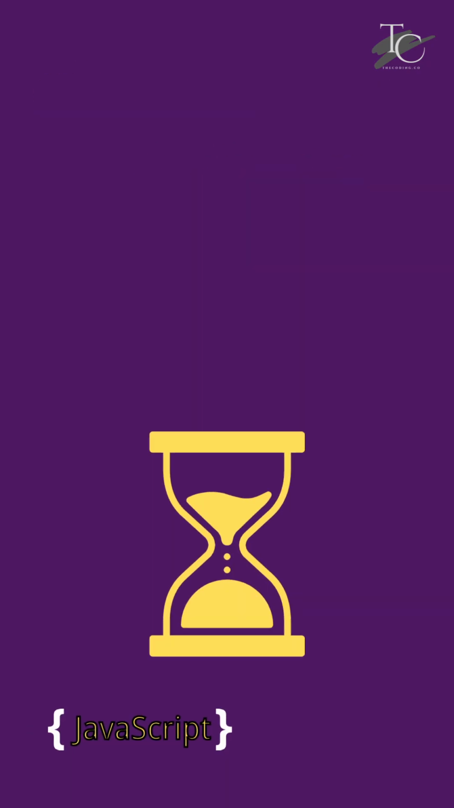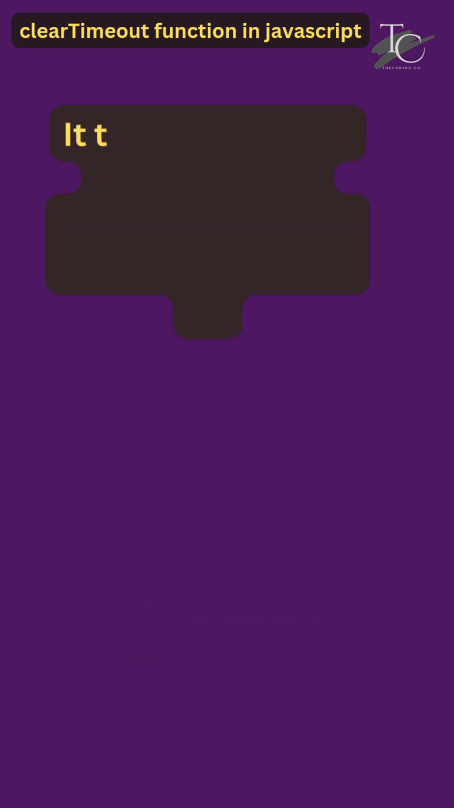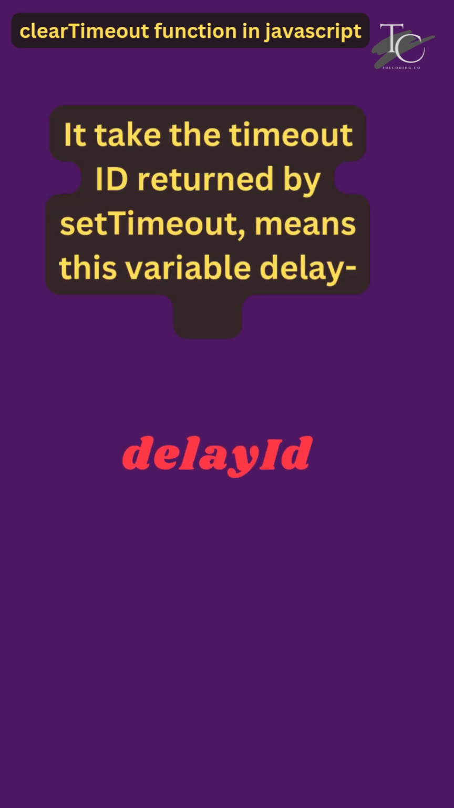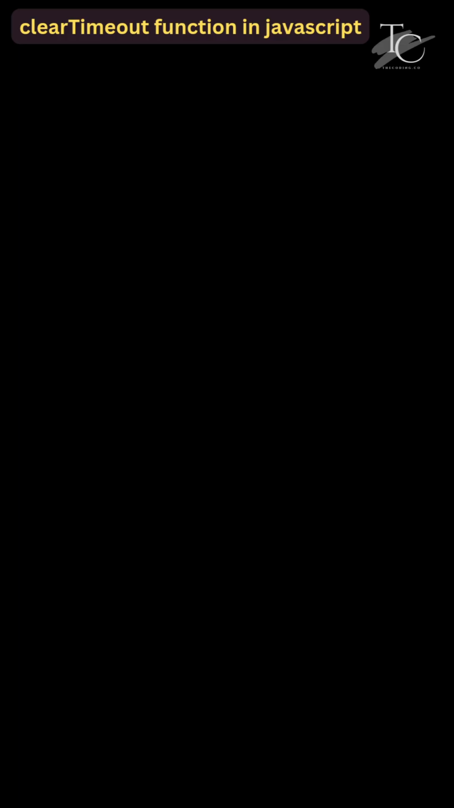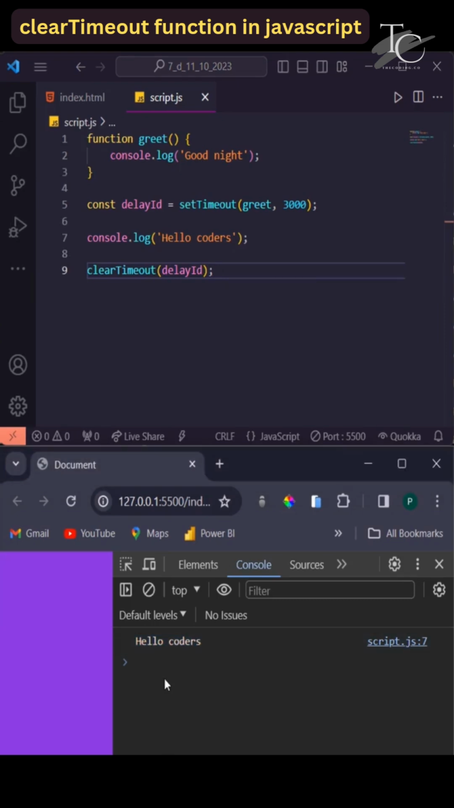Similarly, clearTimeout. The clearTimeout function is used to cancel a timeout that was previously set using setTimeout. It takes the timeout id returned by setTimeout, meaning this variable delayId. I write clearTimeout and pass delayId. Now here, before the timeout is reached, clearTimeout is called with the timeout id, and it cancels the scheduled timeout. And the delayed message is not logged.